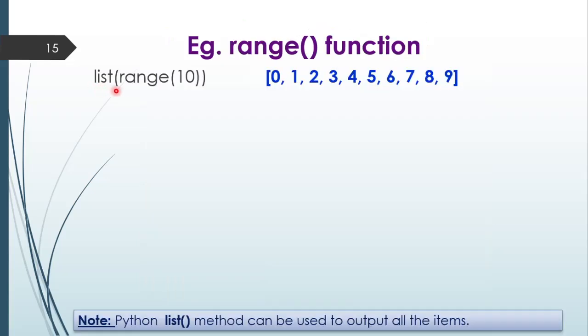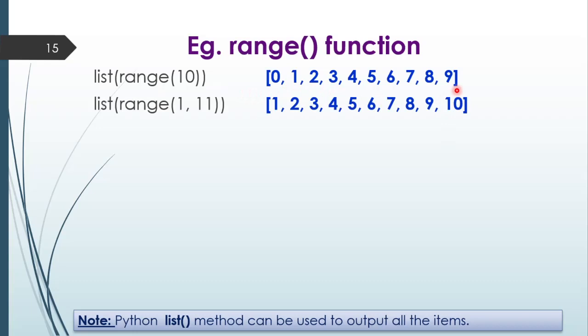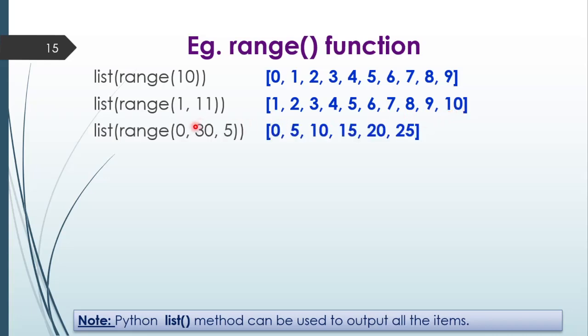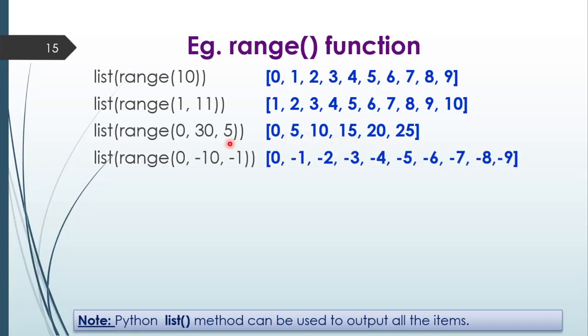Next example is list of range of 10. The range function generates a sequence and in order to output these generated values, we have to use another function called list. The Python list method can be used to output all the items in a sequence. So list range of 10 will display the output 0 to 9. Next example, range 1, 11 will display the output from 1 to 10. List range of 0, 30, 5, starting from 0 up to 25 will be displayed and the step value is 5. 0, 5, 10, 15, 20 and 25 will be displayed.